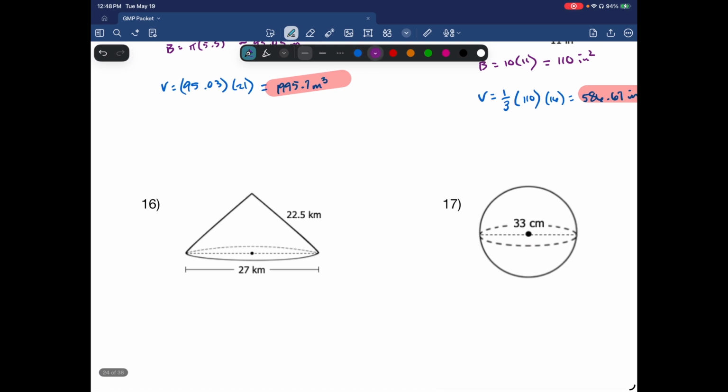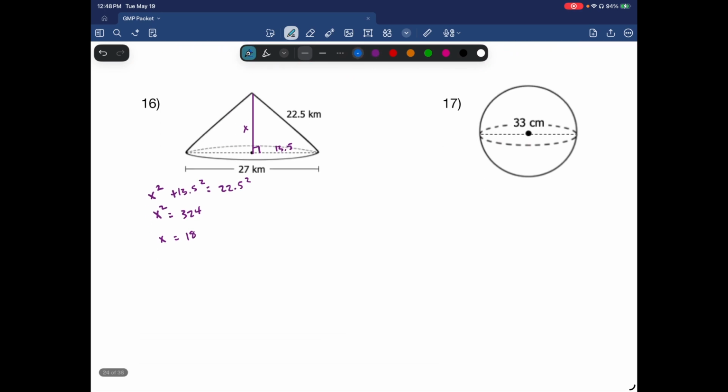Once again, I need to find this height right here. And I know that the radius is going to be 13.5 because it splits it in half. I'm looking for that. So let's see, we got x squared plus 13.5 squared equals 22.5 squared. X squared equals 324. And the square root of that is 18.